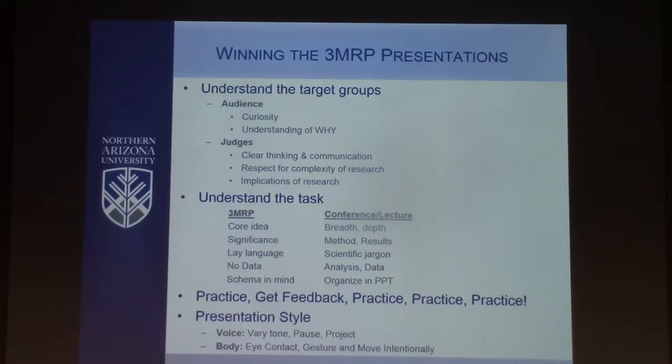At a conference, you're presenting to your peers, so they already know the jargon. They probably already have an idea of what you're doing. Whereas with 3MRP, you've got undergraduate students, graduate students, you've got staff from the university, faculty from the university, administrators from the university, and then you've got people from the community. Who knows what their background is? So you've really got to think about, how can I talk about this in a way that anybody who's intelligent would be able to understand it?